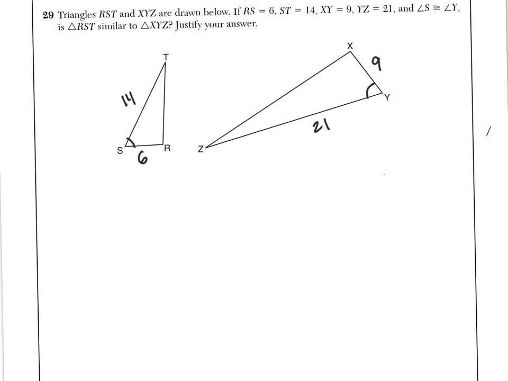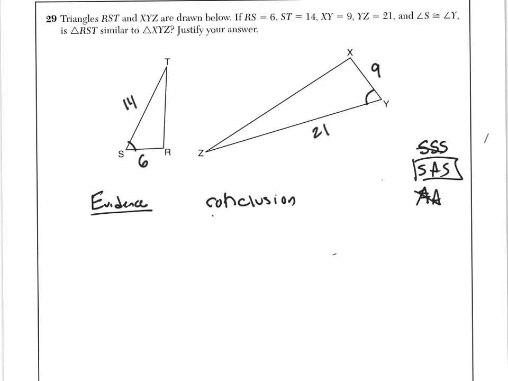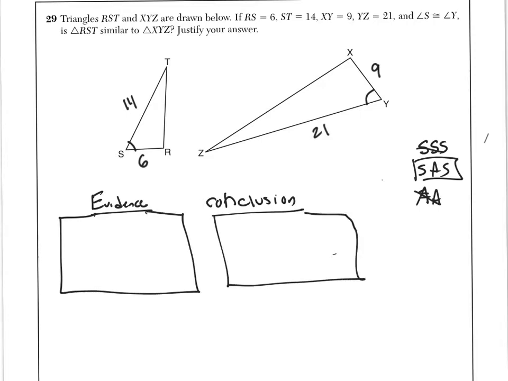All right. Now, to prove that these two are similar, you just might remember this. There's 3 ways to prove similarity: side-side-side, side-angle-side, and angle-angle. Obviously, this is not angle-angle or side-side-side. We're just going to do a side-angle-side proof. And we're going to write our evidence, and then we're going to write our conclusion. I'm going to put them in boxes just to be super clear about this stuff, okay? Here's my evidence, here's my conclusion.